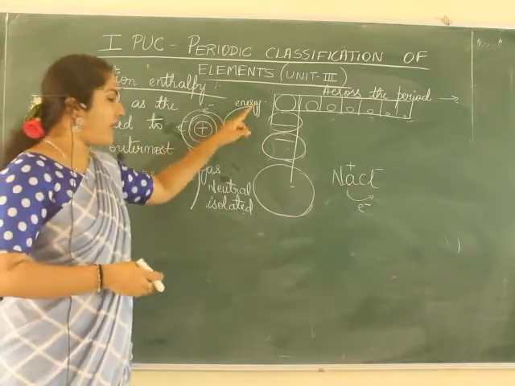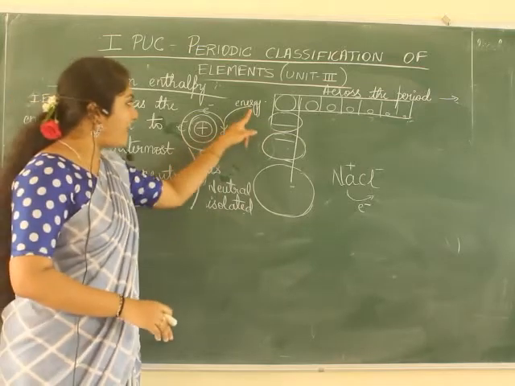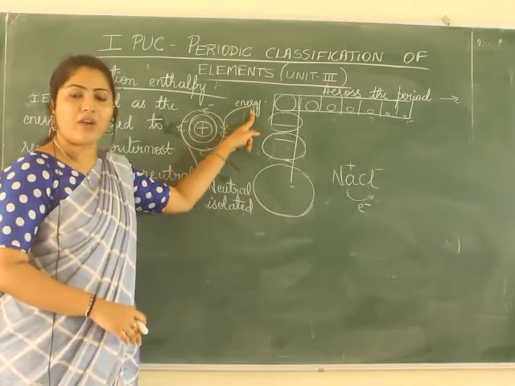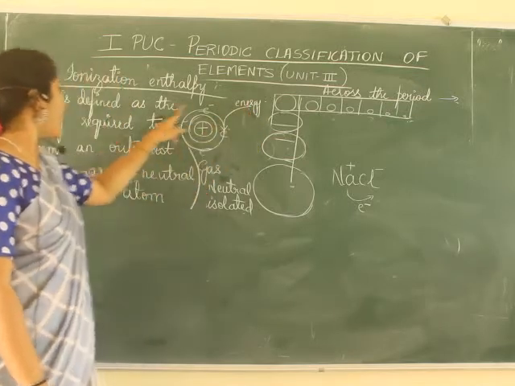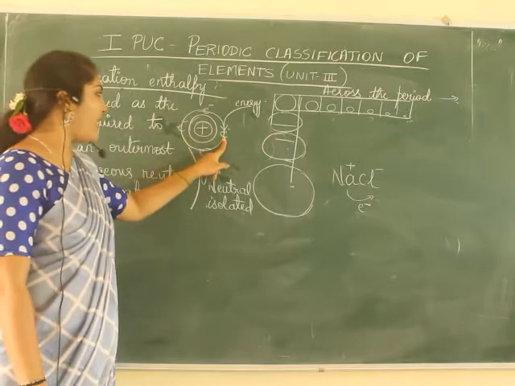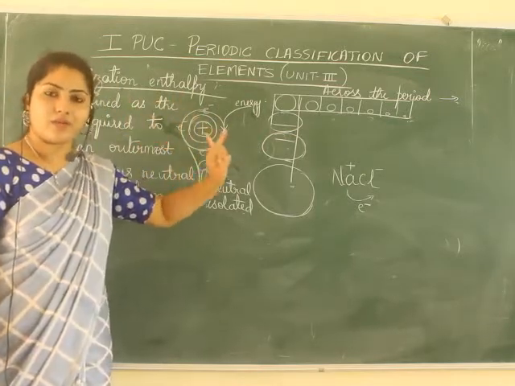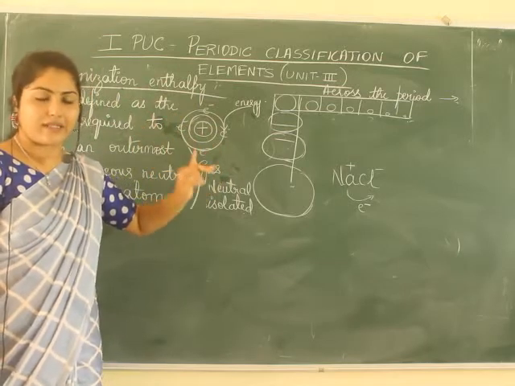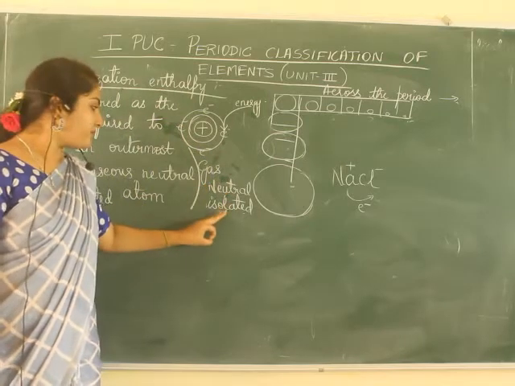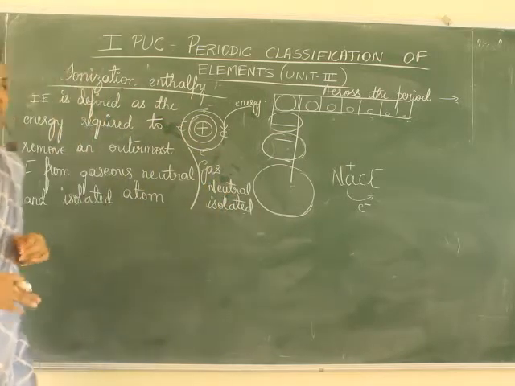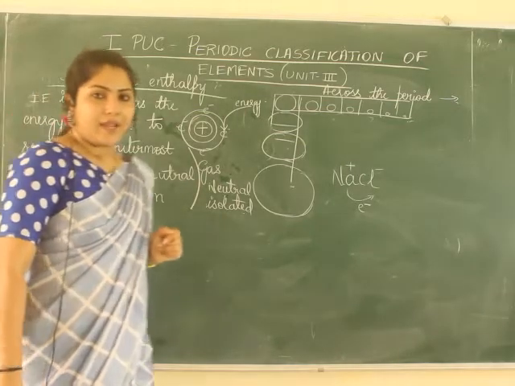So if you remember that you need to supply some energy so that you can pull the electron out, that energy is called ionization energy, or we say ionization enthalpy. The energy required to remove an outermost electron from, the condition is it must be gaseous, it must be neutral and it must be isolated. Gaseous means in gaseous state, neutral means it should not have any charge already, isolated means it must be in a separated state. Yes, it's about ionization enthalpy.